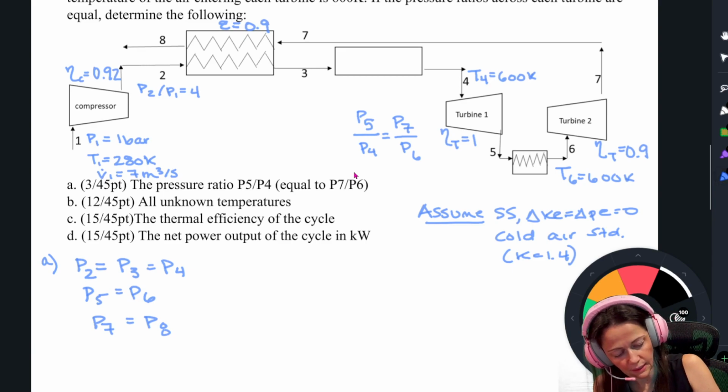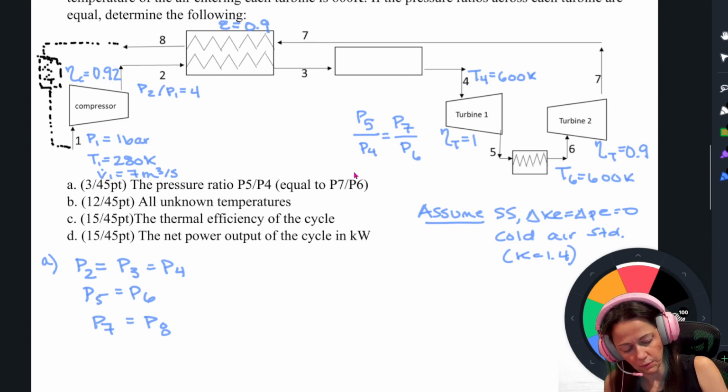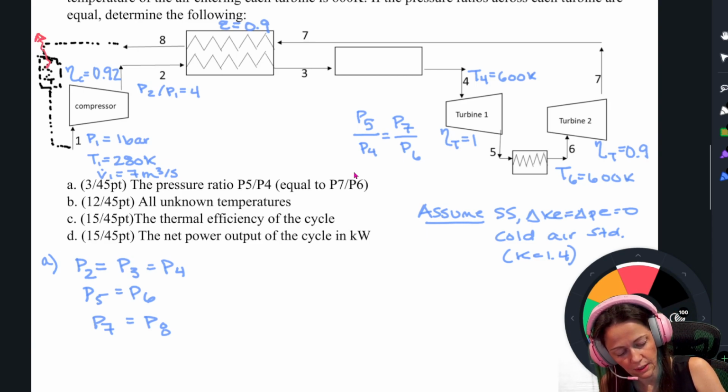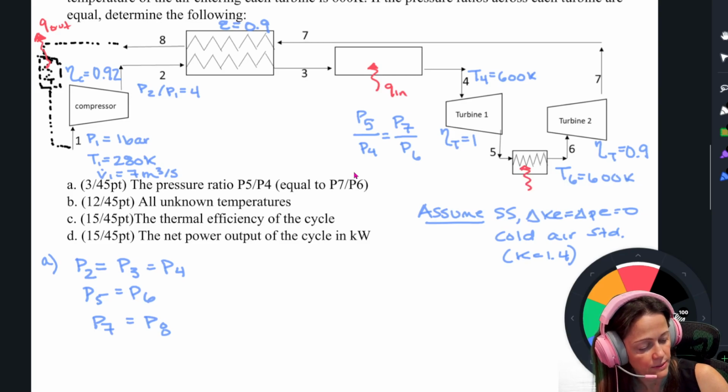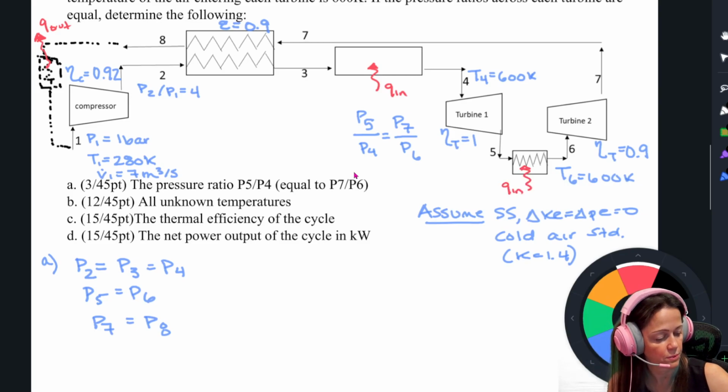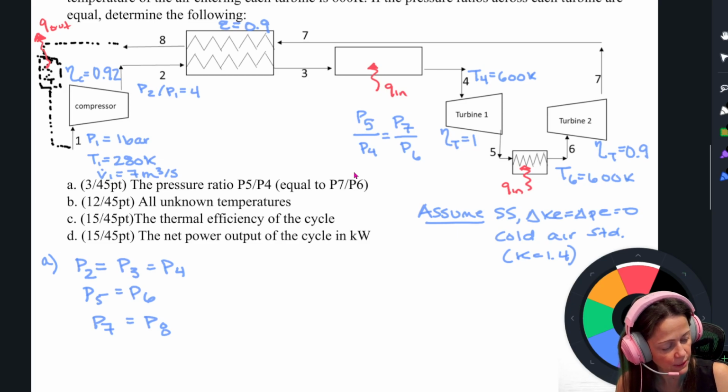Keep in mind that it's not drawn, but this is the exhaust process, and we were modeling that as a heat rejection process. So maybe I'll actually draw that. This one is a Q out. This one is a Q in. This one is also a Q in. This is our reheating.